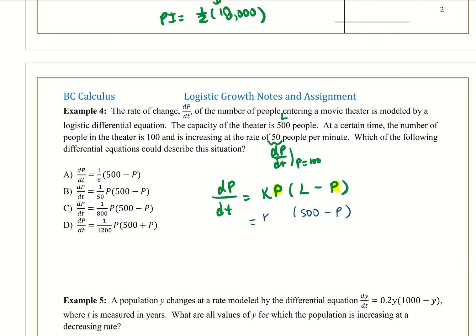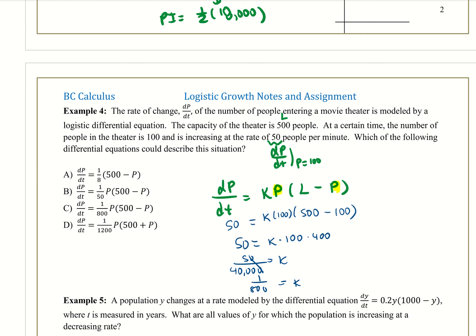What I don't know is the constant of proportionality. To find that, I'm going to use the point that they gave us. They told me dP/dt is 50 when we have 100 people. This is going to allow me to solve for K, and in fact, I'm going to replace P with 100 because this is specifically happening when there's 100 people. So 50 would then equal, let's see, K times 100 times 400. And so K would be 50 over 40,000. And if I reduce that and divide by 5, K is going to be 1 over 800.